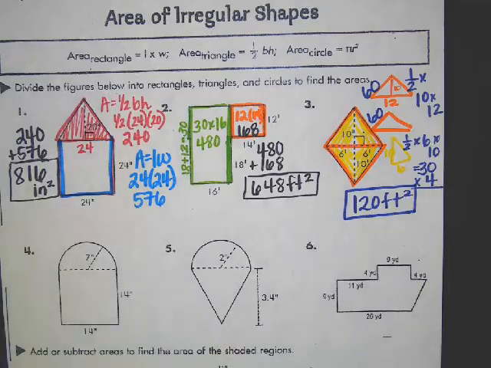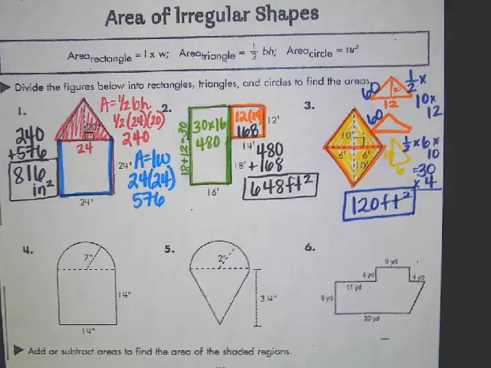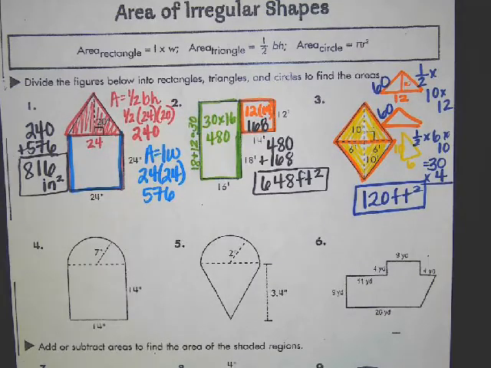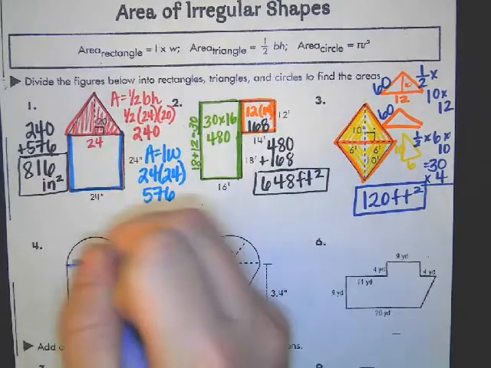Let's take a look at shapes that look to include a circle. Now, it might not include a full circle, and we know that if it's not an entire circle, we're going to call it a semicircle. Looking at this first shape, I notice that I have a semicircle.